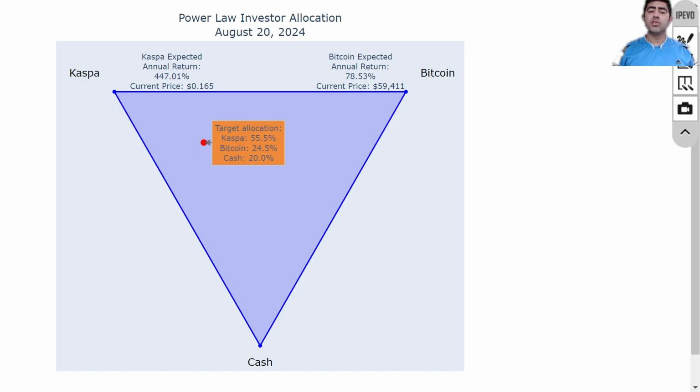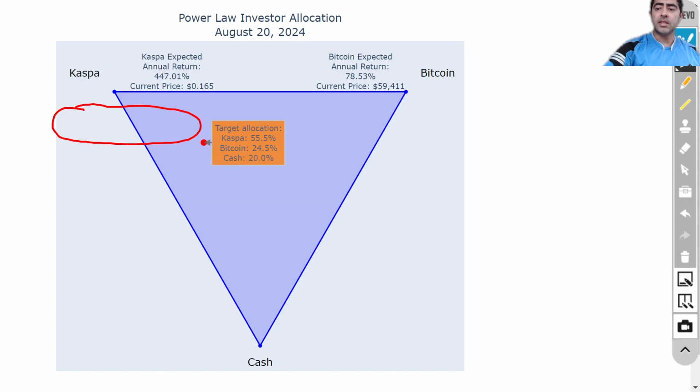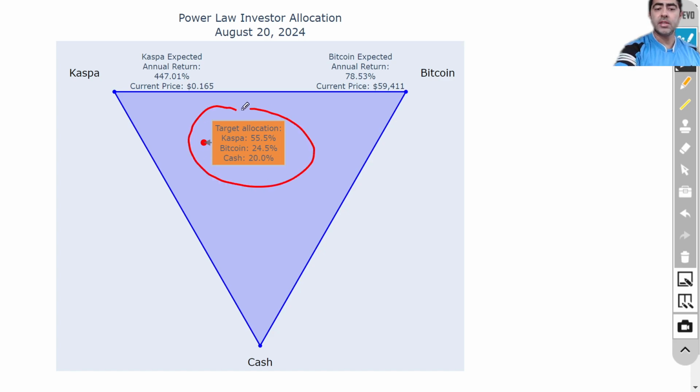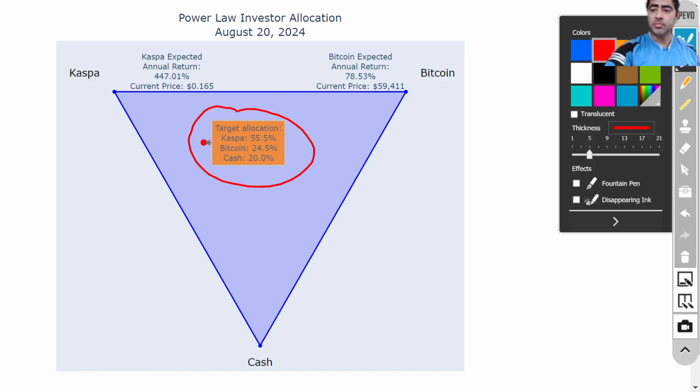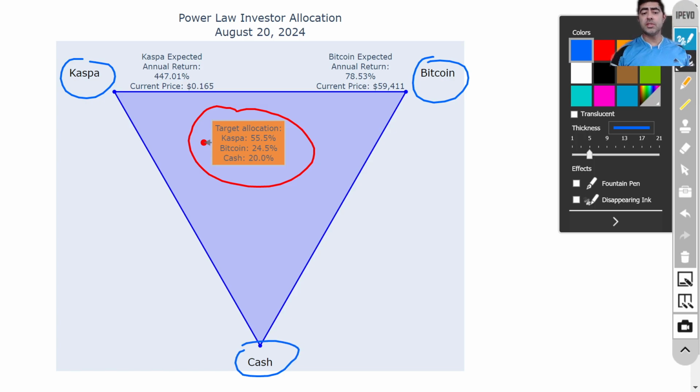Okay, so let's jump straight into it. Let me introduce the power law triangle over here, which you can see in front of you. This is simply telling us what is the target allocation that we want, and it splits it up into three assets that we're going to be moving in between. Let me just put those in a different color over here. That's going to be Kaspa, Bitcoin, and Cash. And the assumption is that we're going to be moving between these three assets.